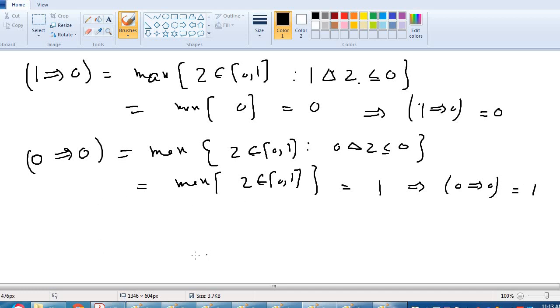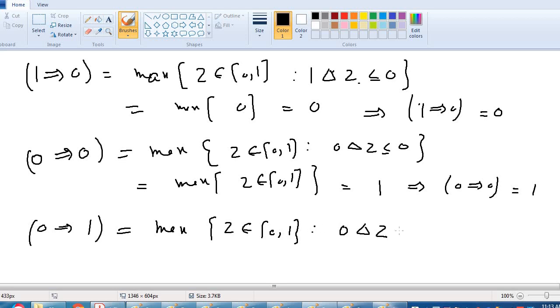Lastly, we apply 0 implication 1. We check what 0 R implication 1 is. We will find its answer. We will see the maximum of z belonging to [0, 1] such that 0 delta z is less than or equal to 1. Sorry, it should not be 0. Here x is 0 and y is 1, so 0 delta z is less than or equal to 1.